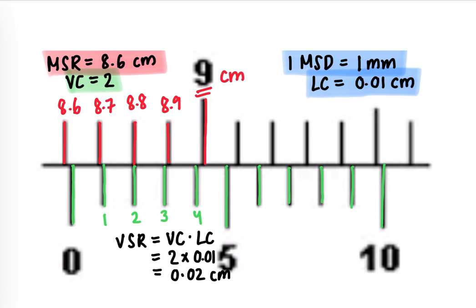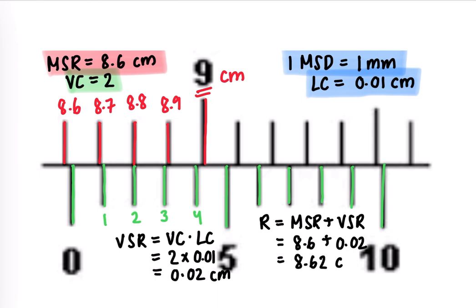Now, if we want to know the final reading of the vernier calipers, we're going to have to use this formula right here. So the reading is equal to main scale reading plus vernier scale reading. Pretty simple, isn't it? So the main scale reading is 8.6 and the vernier scale reading is 0.02. And both are in centimeters, so we don't need to do any unit conversion. So that would be what? 8.62 centimeters. So that's our final answer here. This is the reading of the vernier calipers.